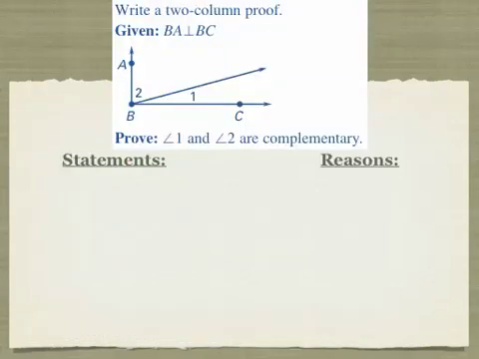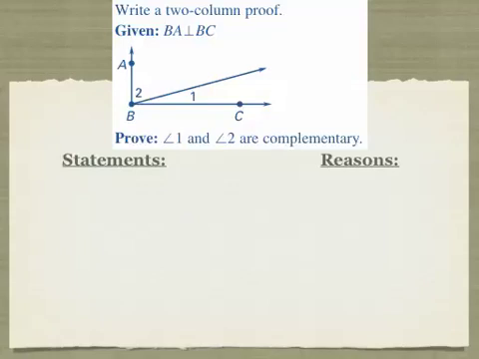This example asks us to write a two-column proof. We're given that BA is perpendicular to BC, and they're asking us to prove that angle 1 and angle 2 are complementary. Take a second to look. If you look, BA and BC are perpendicular, so that's meaning that this full angle, angle ABC, is 90 degrees because the two lines are perpendicular. If you notice, angle 1 and angle 2 are two adjacent acute angles that are forming angle ABC. So we should be able to say that they are complementary.